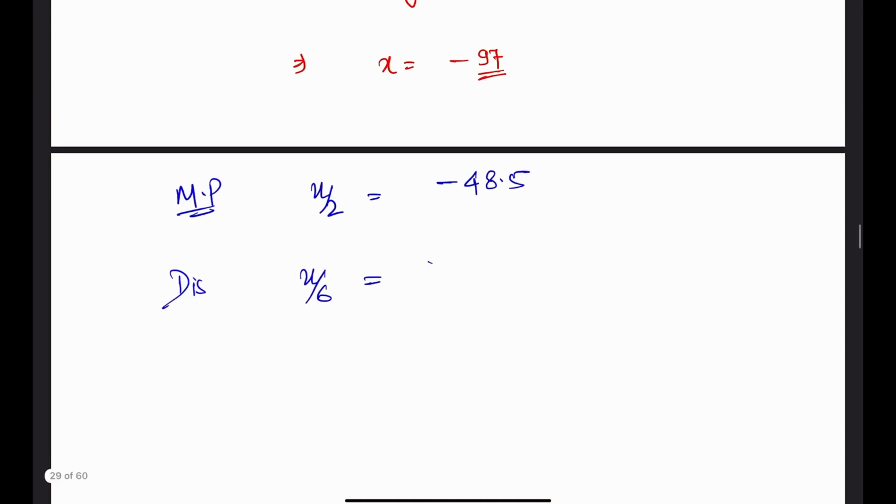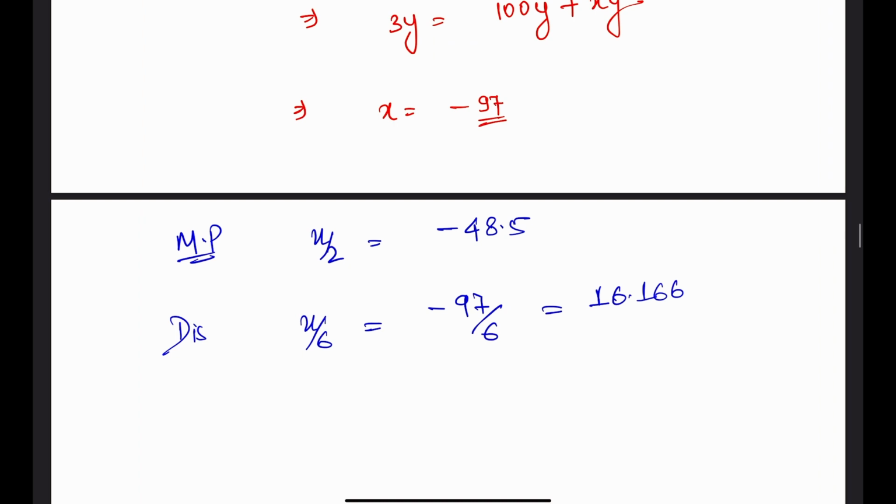So my x is 97 upon 6, 16 point, wait, 16.1 by 6 is, 16 is 96, 1 by 6 is how much? Wait, 1 by 6 is again 1.66 only. Yeah, exactly. So 97 divided by 6, yeah, was correct. So discount also I know.